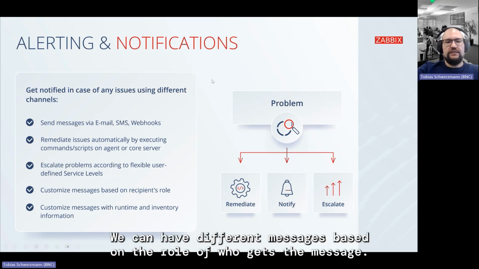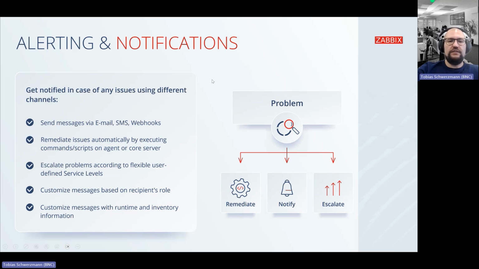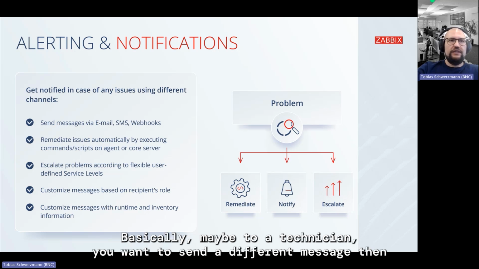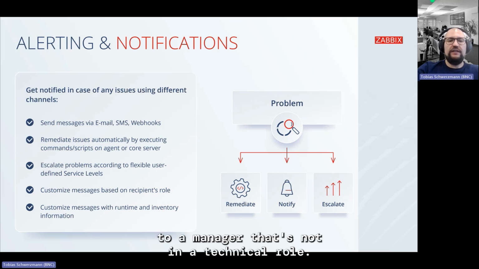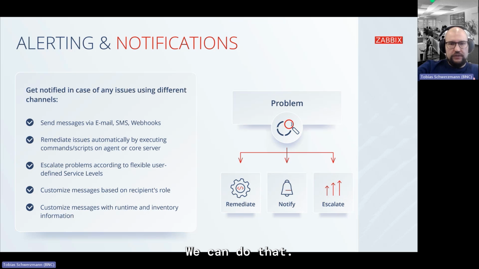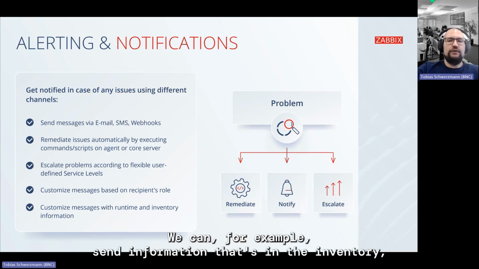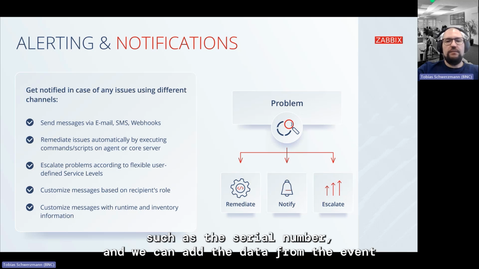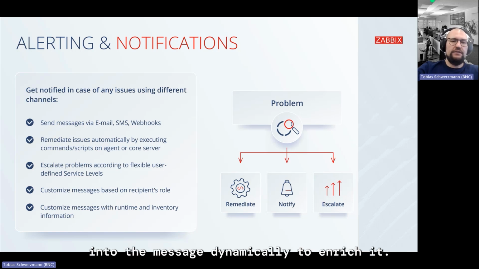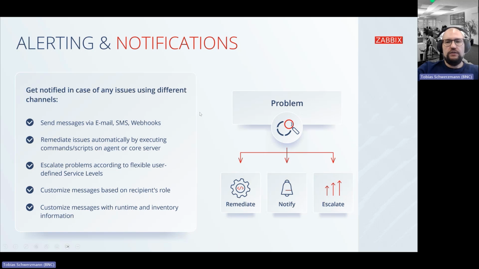We can have different messages based on the role of who gets the message. So basically, maybe to technicians, you want to send a different message than to a manager that's not in a technical role. We can do that. And we can enhance messages with information from the event and from the hosts that are involved. So we can, for example, send information that's in the inventory, such as the serial number, and we can add the data from the event into the message dynamically to enrich it.